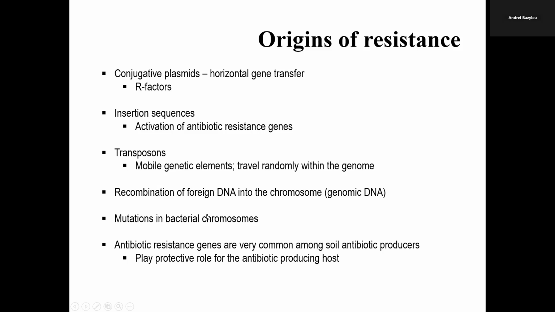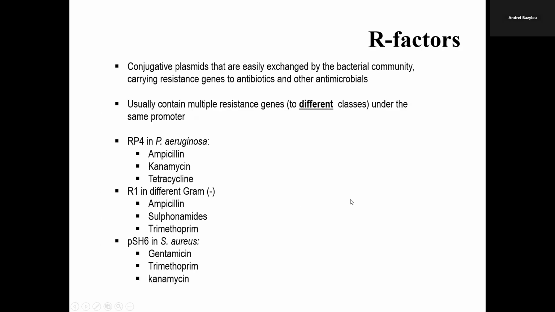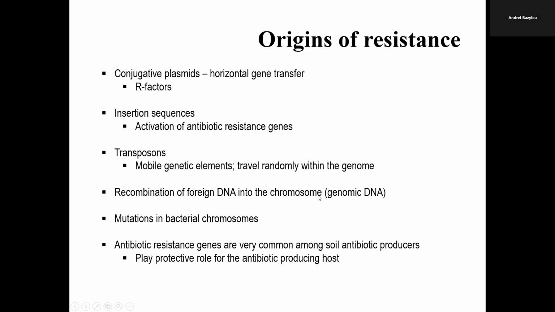Recombination, obviously, recombination of foreign DNA into the chromosome, into genomic DNA. As it ends up in the genomic DNA, it now becomes a part of the bacterial genome, right? It will be passed to all the subsequent generations. Mutations, don't forget those, the basic mechanism for generating genetic diversity. Mutations, all sorts of mutations.